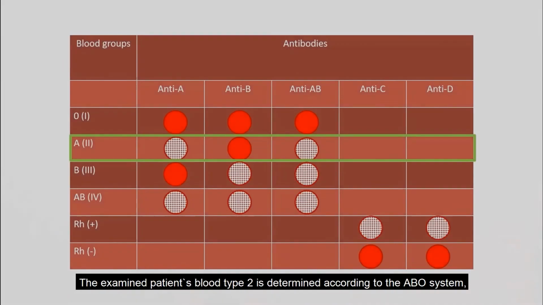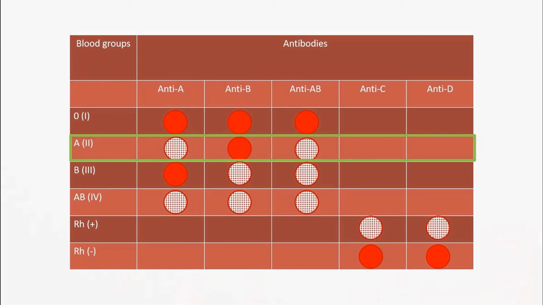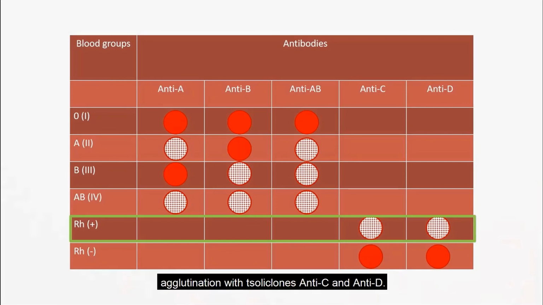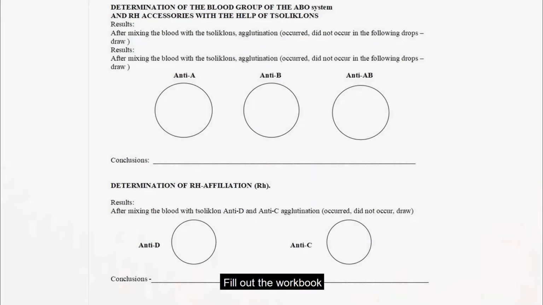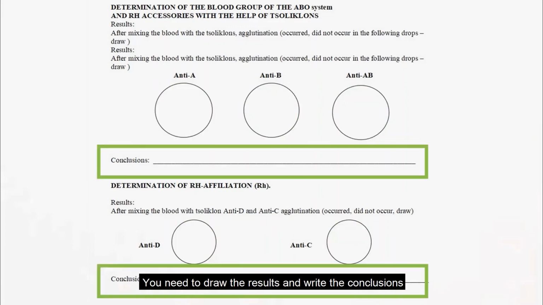The examined patient's blood type 2 is determined according to the AB0 system because agglutination with clones anti-A and anti-AB is observed. According to the Rh system, a positive group is determined because there is agglutination with clones anti-C and anti-D. Fill out the workbook. You need to draw the results and write the conclusions.